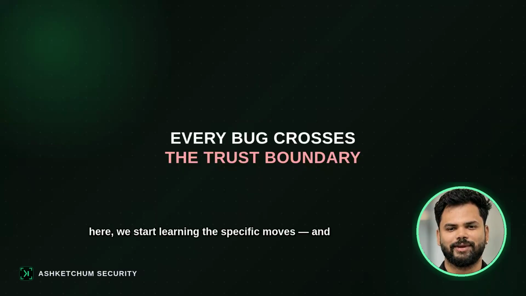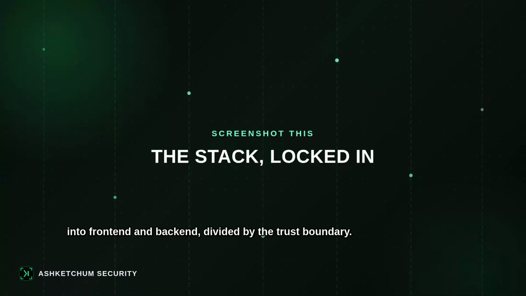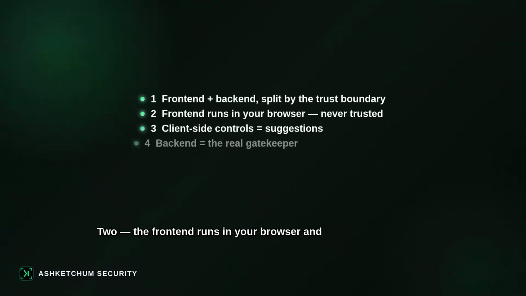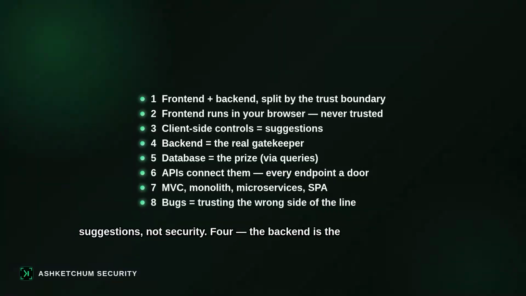From here, we start learning the specific moves, and every one of them will land somewhere on this picture. Let's lock it in. 1. Every app splits into front end and back end, divided by the trust boundary. 2. The front end runs in your browser and can never be trusted. 3. Client-side controls are suggestions, not security. 4. The backend is the real gatekeeper: authentication, authorization, logic.